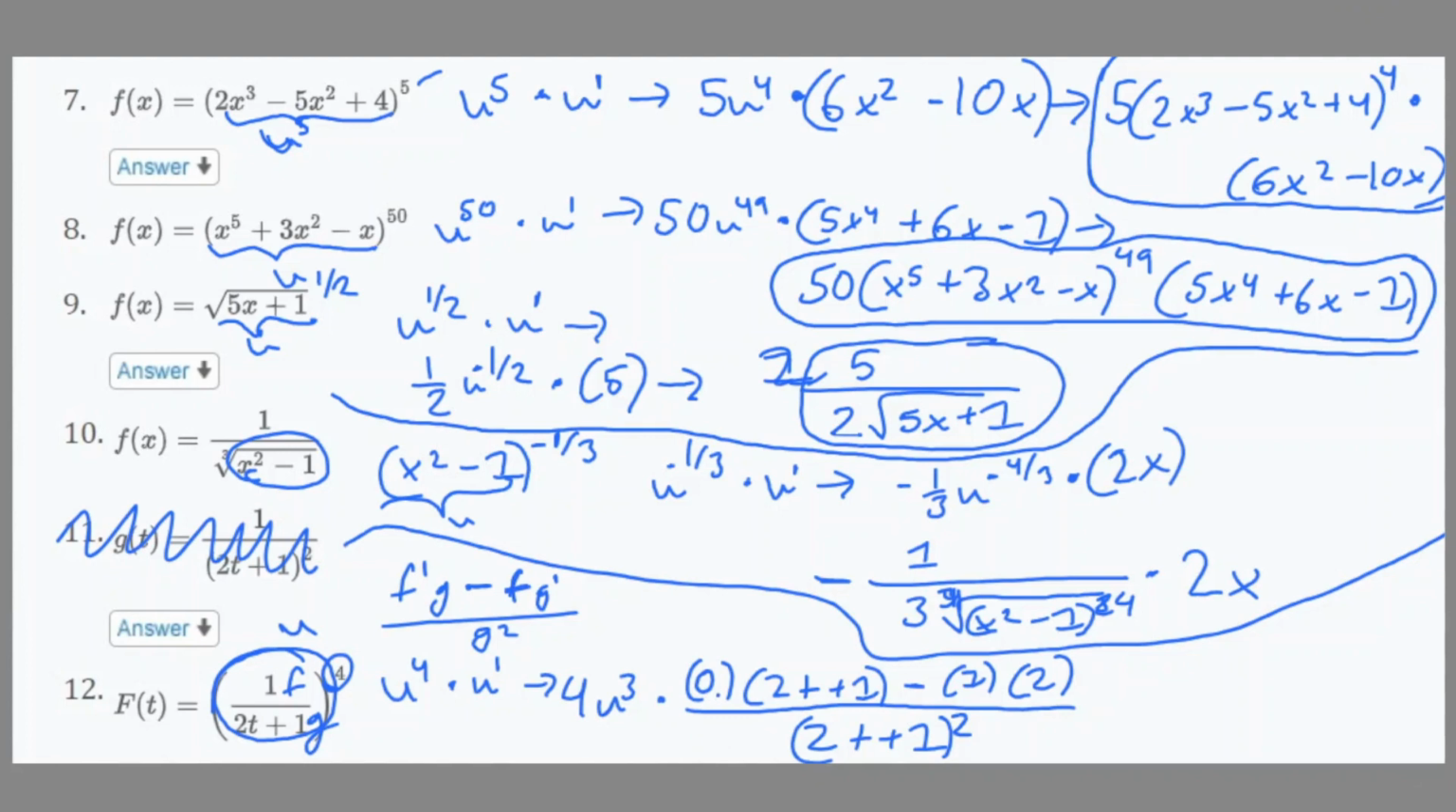So now we know 0 multiplied by anything is 0. This is going to be negative 2. So if we rewrite everything and plug in for u, let's isolate this a little bit. We would have 4 times (1 over 2t plus 1) to the 3rd power. So we plugged in for u, we plugged in this whole thing.